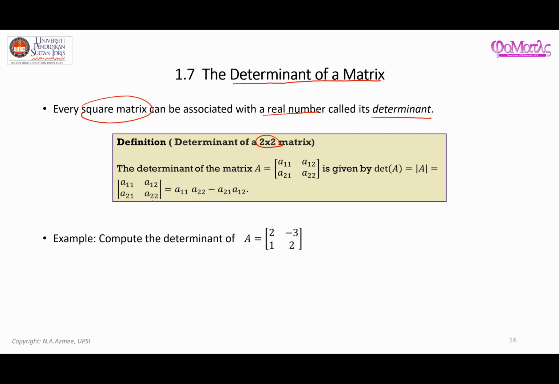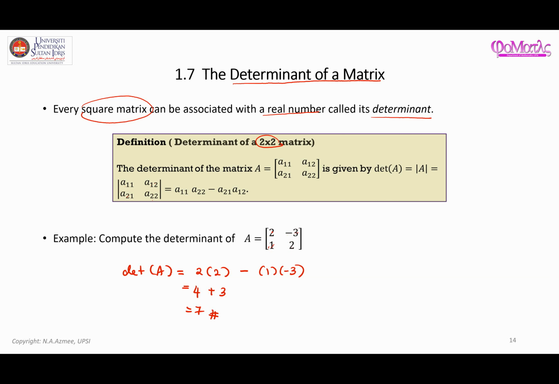Let's look at this simple example. We have this matrix, and to find the determinant of A, we have 2 times 2 minus 1 times negative 3. So the answer is 4 plus 3, which is equal to 7. That's quite straightforward. You multiply these opposite values and then subtract the result of these two numbers multiplied together.